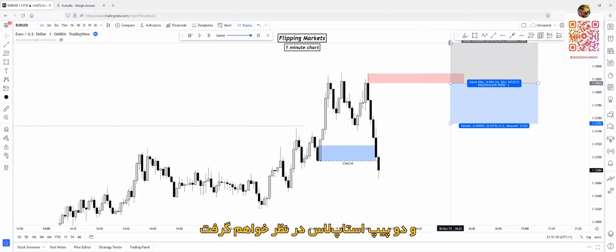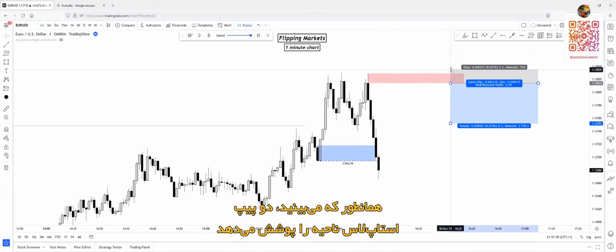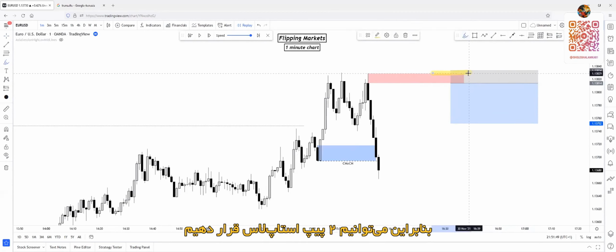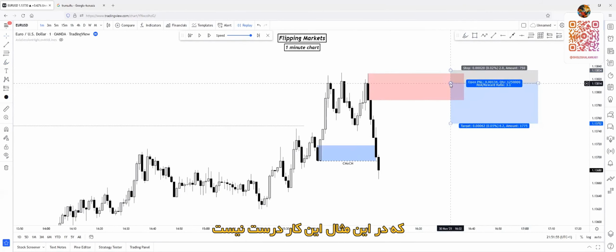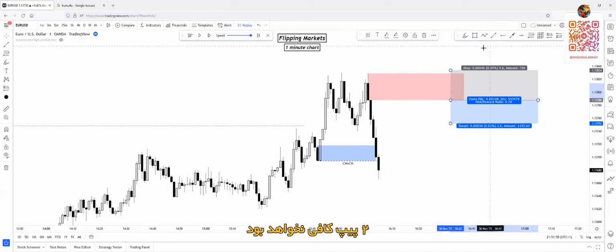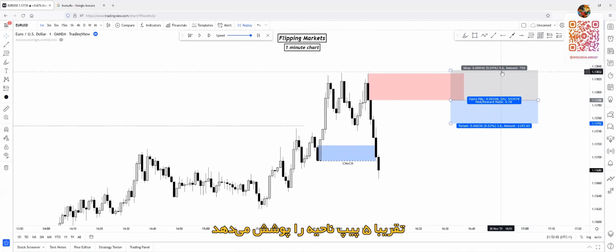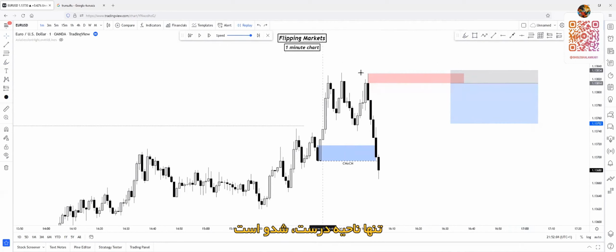And I will set a 2 pip stop loss. So as you can see, the 2 pip exactly covers the zone. So we can use the 2 pip stop loss. And if we would have used the full body, which is not correct in this case, the 2 pip would not be enough, as you can see. It's already almost 5 pips. So the only right zone here is the weak zone.